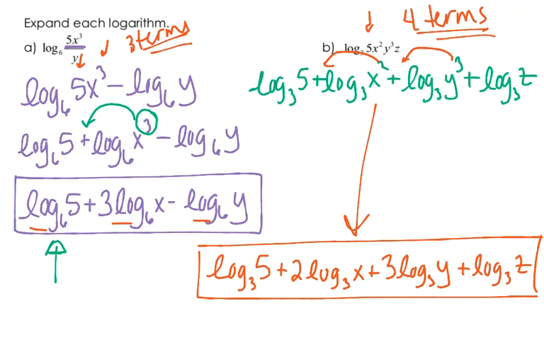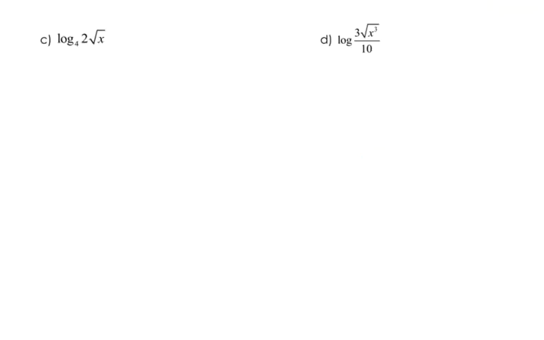Let's try a couple more exciting ones. Alright, we are going to have to remember what we did back in the last chapter. In the last chapter, we learned that the square root of x can be rewritten as x to the 1/2 power. I really didn't teach you anything to do with a radical, but I did show you something we could do with an exponent. So I'm going to rewrite this as log base 4 of 2 times x to the 1/2.